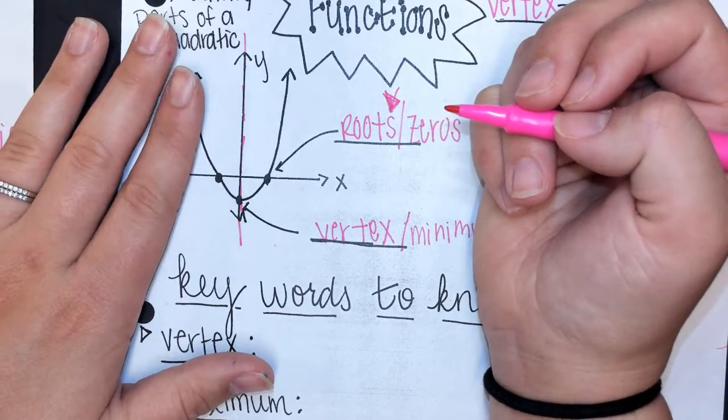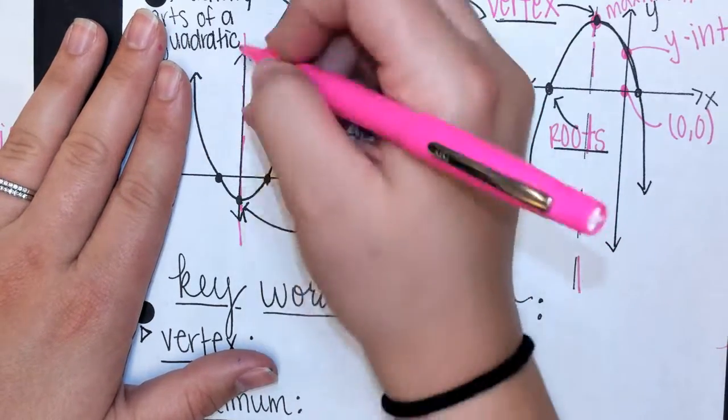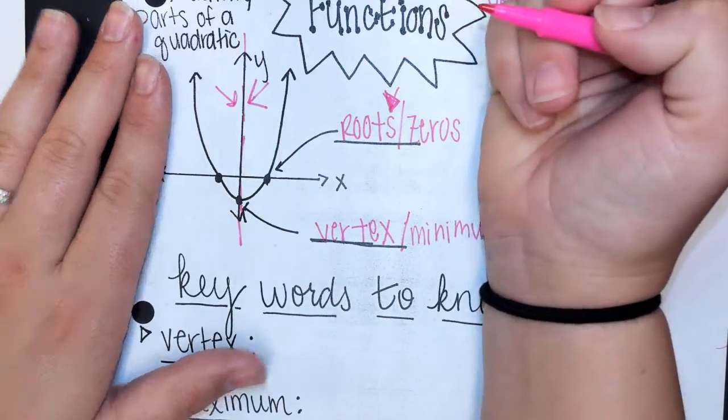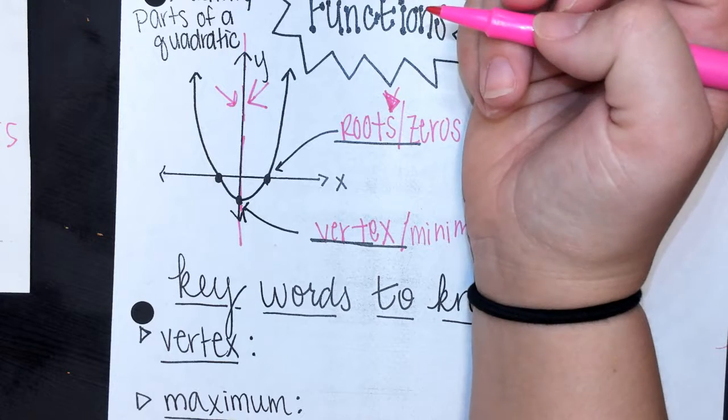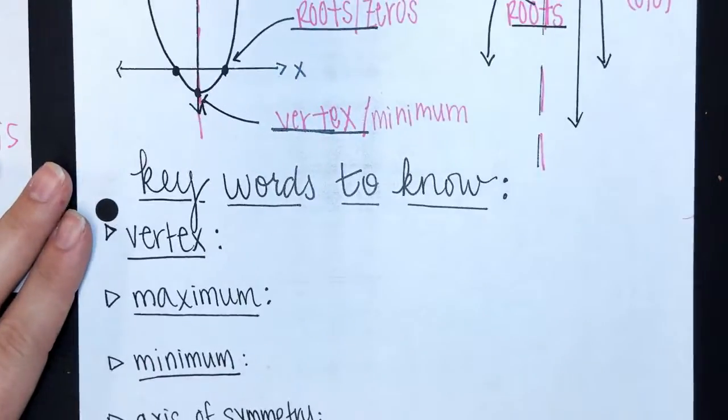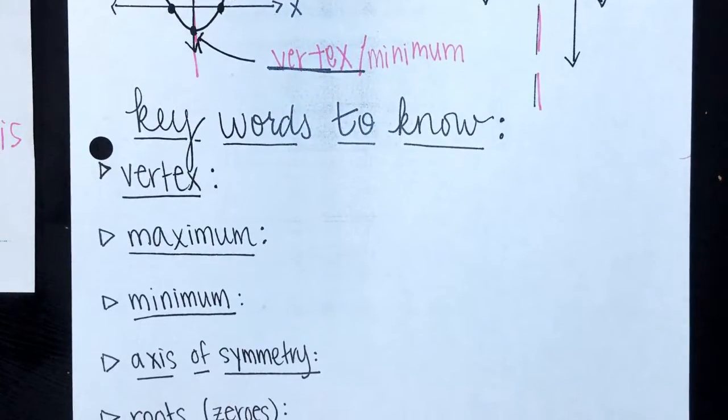Right here, this is your axis of symmetry. This is where it cuts it directly in half. Axis of symmetry. So now that we've labeled all these points, let's go down here and actually write their definitions.